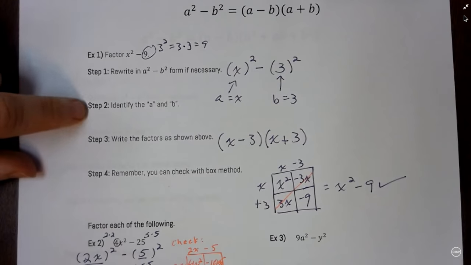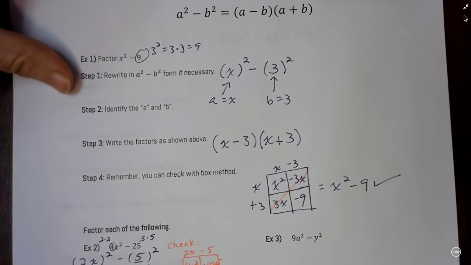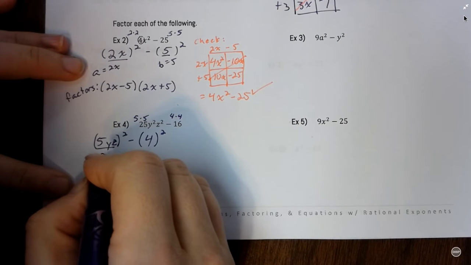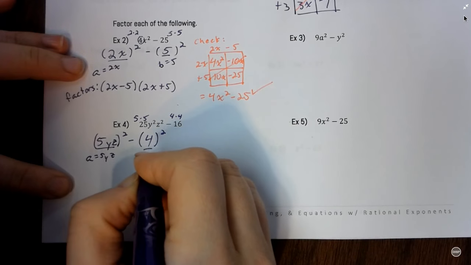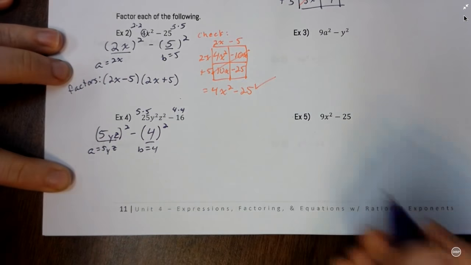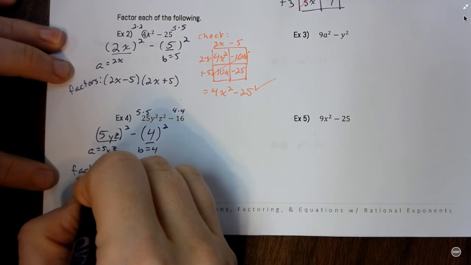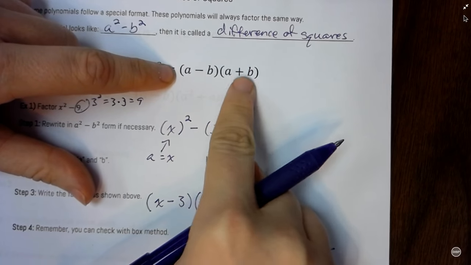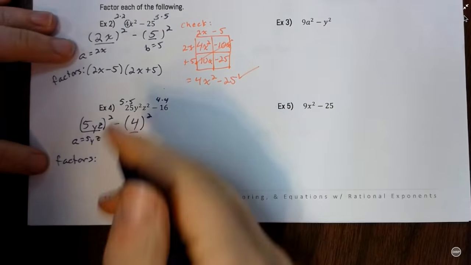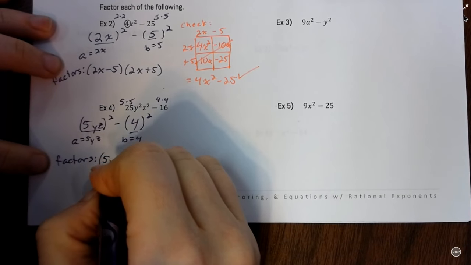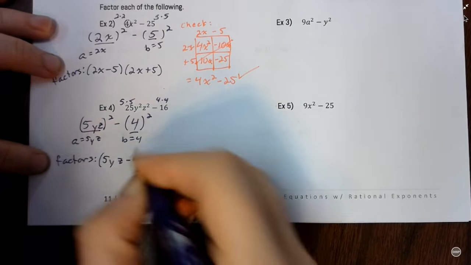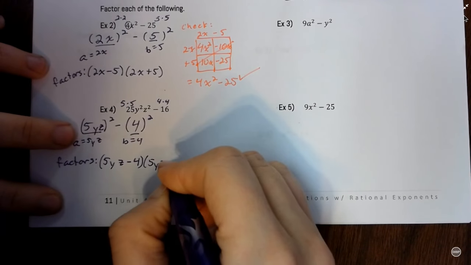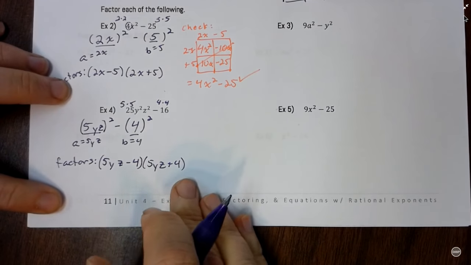Then step 2, identify the a and b. Identify what am I squaring each time. Well, here my a is 5yz and my b is 4. And then I'm going to write my factors as a minus b and a plus b. So a minus b, I'm going to have 5yz minus 4, and then 5yz plus 4. And there's my factors.